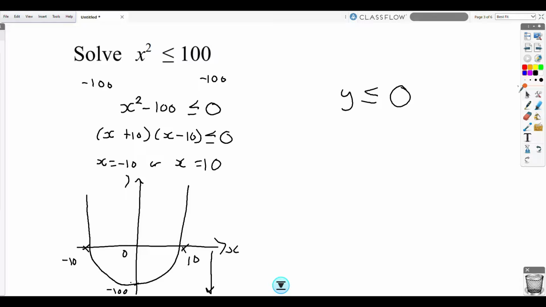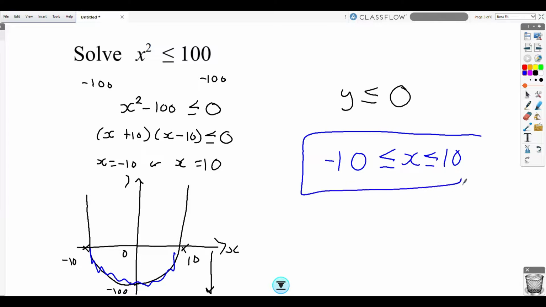Once again, as we saw in the previous question, it's going to be the range between your solutions. Your answer is going to be minus 10. Remember the equal sign in the inequality, in this case, less than or equal to: minus 10 less than or equal to x less than or equal to 10. And that's your final answer there.